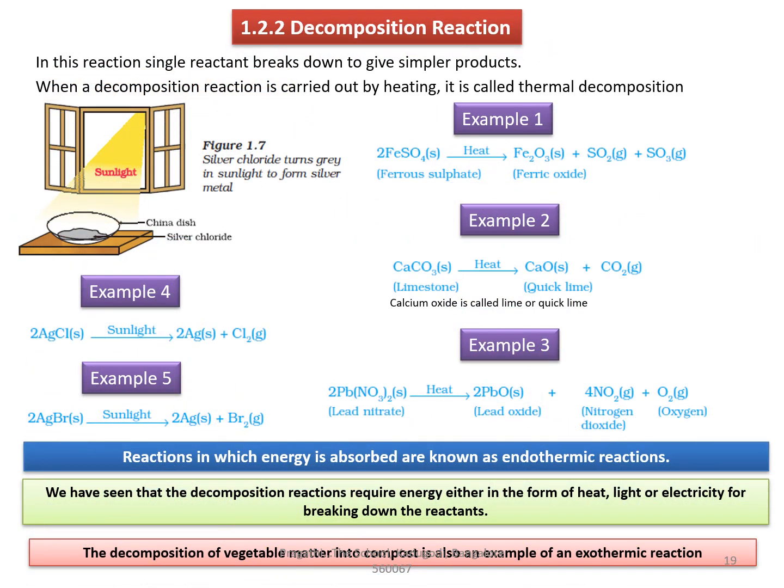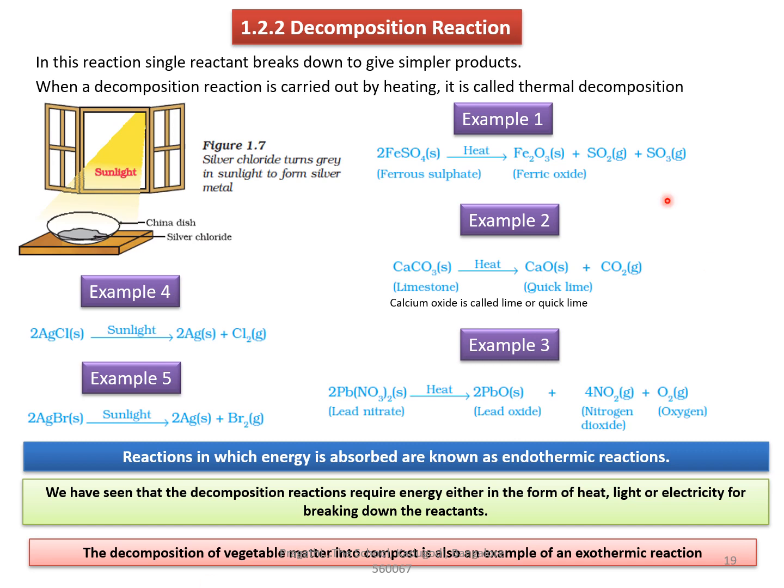Coming to the second type of chemical reaction, that is called a decomposition reaction. What is decomposition? You have seen combination, that means two or three reactants combine. Decompose means it breaks down.